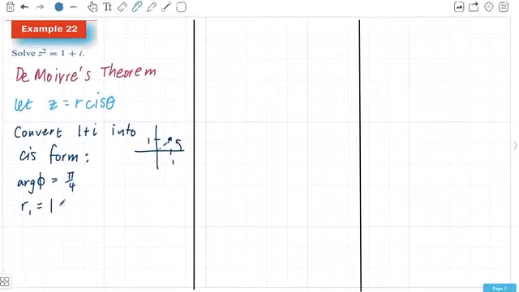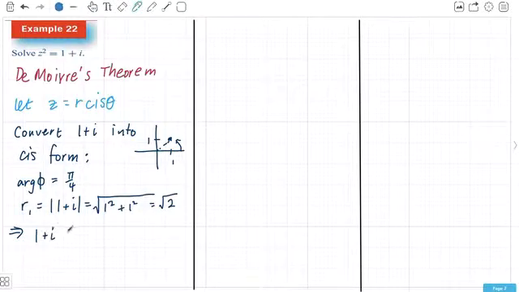You could also call that straight up the magnitude of 1 plus i, and that's the square root of 1 squared plus 1 squared. Remember, the real part plus the imaginary part squared, don't include the i, it's just the coefficient. So this is going to be the square root of 2. That means 1 plus i in cis form is root 2 cis pi on 4.